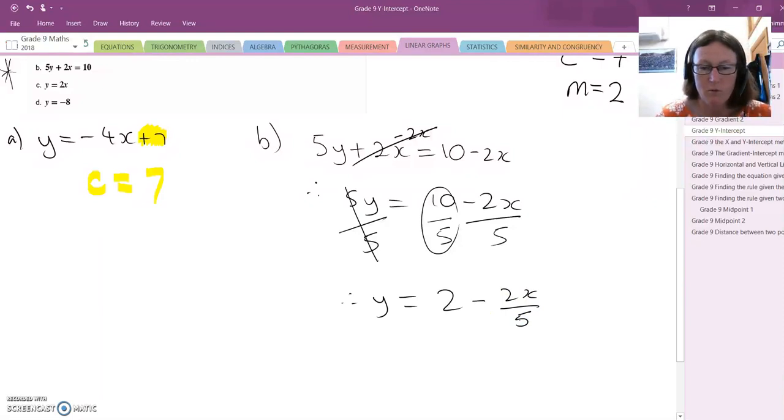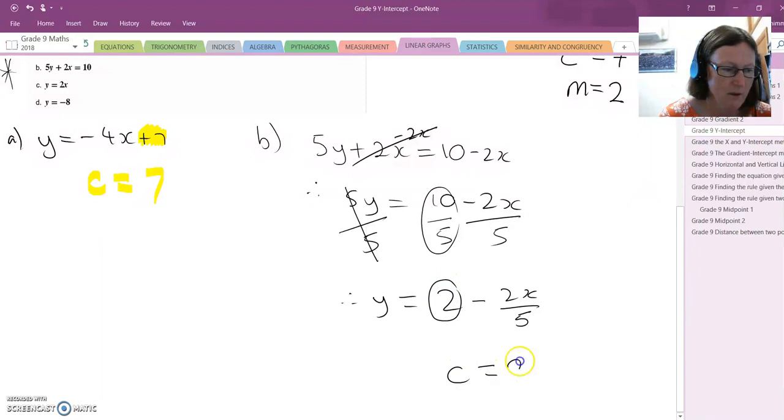It's now in the form y equals mx plus c. The y is on its own on the left-hand side. The term with the x is on the right-hand side, and the constant term is on the right-hand side. And remember, our constant term is our y-intercept, so our y-intercept is 2.